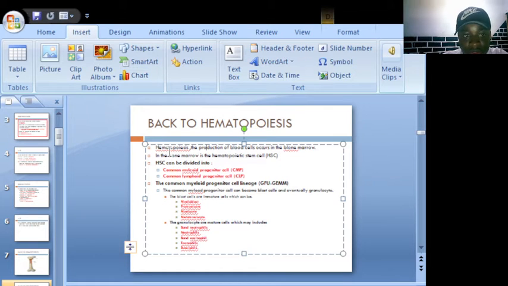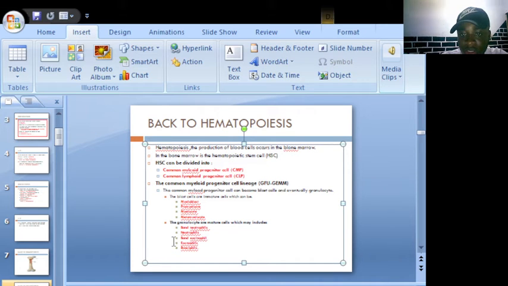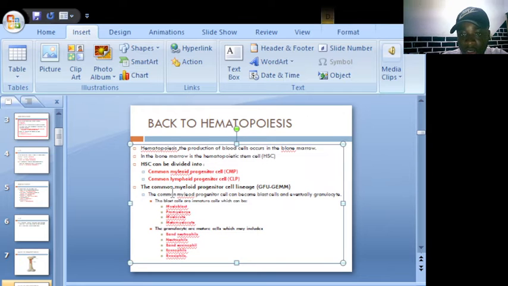Now, hematopoiesis is the production of blood cells. Okay, production of blood cells, and that normally occurs in the bone marrow, like I showed you. Okay, in the bone marrow, very, very important. Now, in the bone marrow, we have something we call the hematopoietic stem cell.